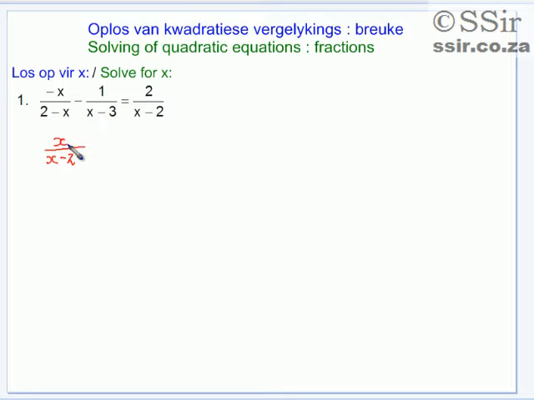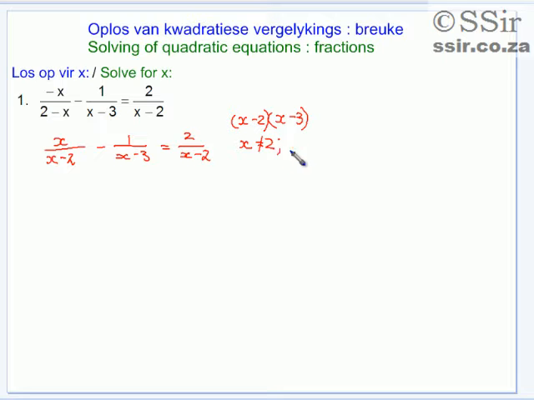I multiply with a minus on top, which gives me an x. And the rest stays the same. Minus 1 over x minus 3 equals 2 over x minus 2. And if we now determine the LCM of the denominators, we see that our LCM is x minus 2 times x minus 3. Now it's good mathematical practice to write down the restrictions the moment you've written down the LCM.